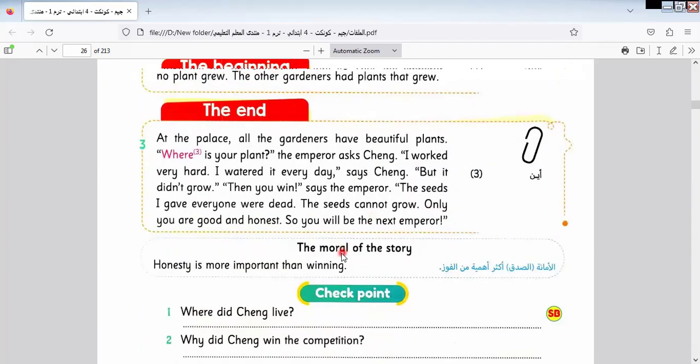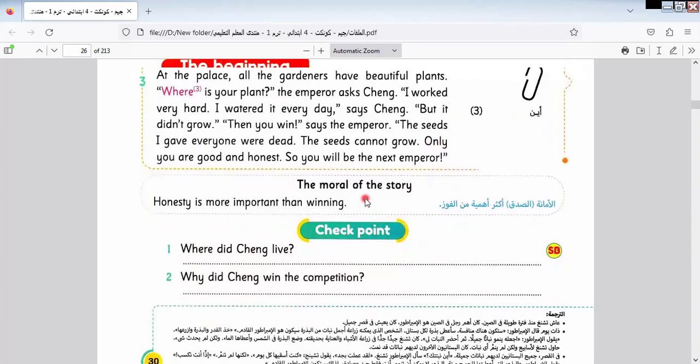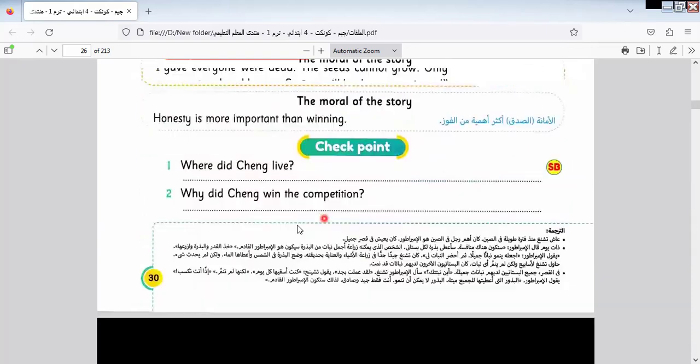Here we have the moral of the story. We have a moral or a value from this story. What is the value that we take from this story? Honesty is more important than winning. He wants to win, but if the person is dishonest, he can't win the competition.